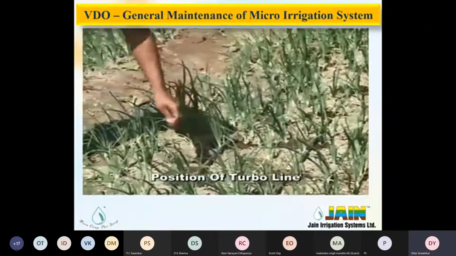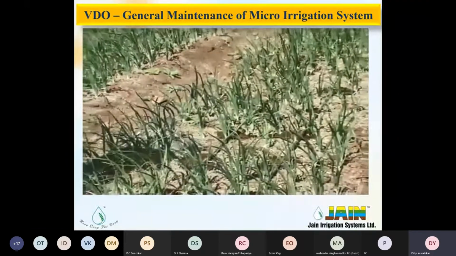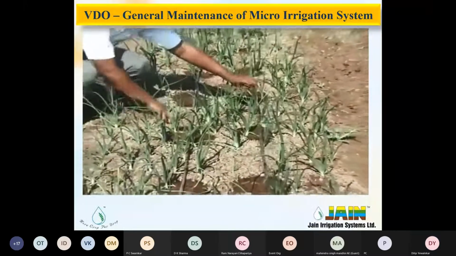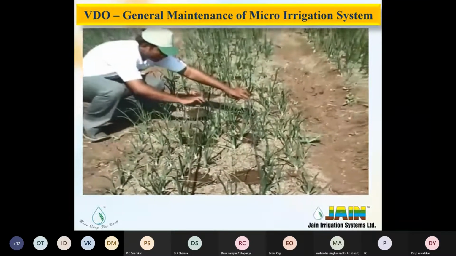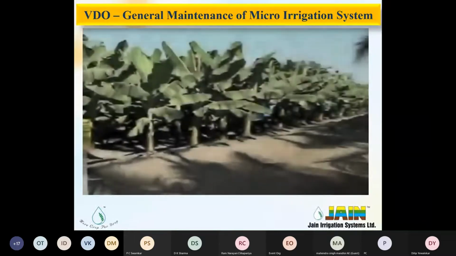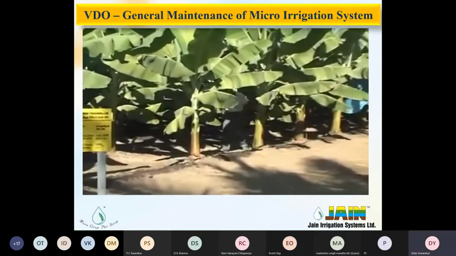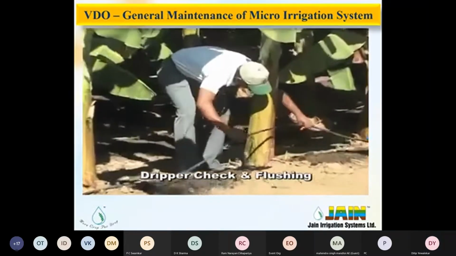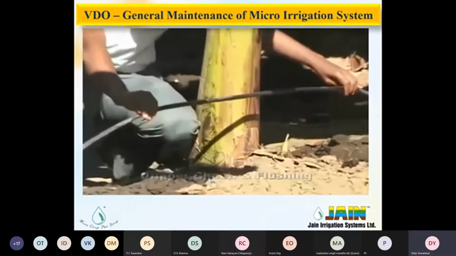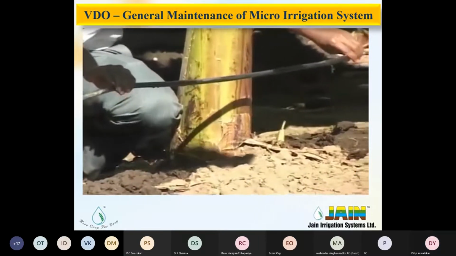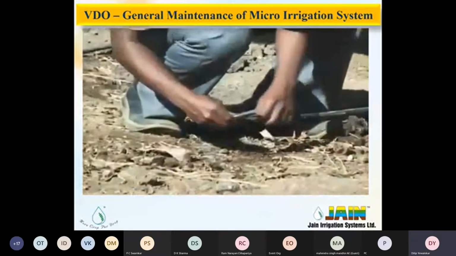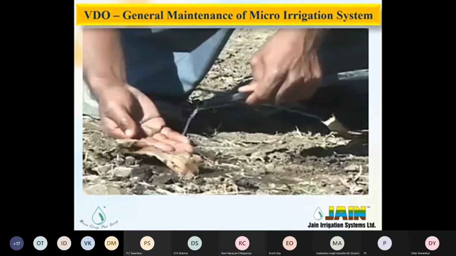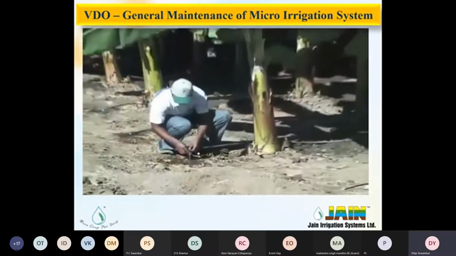Then check the position of the drip line, that means whether the wetting pattern is proper or not. This has to be inspected. This is a banana plantation, and the farmer is checking the wetting pattern and the emission from the dripper. You can see the wetting pattern, and this person is flushing out the drip line.